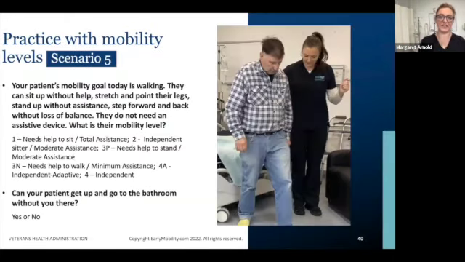Scenario 5, your patient's mobility goal today is walking. They can sit up without help, stretch and point their legs, stand up without assistance, step forward and back without loss of balance. They do not need an assisted device. What's their mobility level? This one's easy. It's independent. Can they get up and go to the bathroom without you there? Yes, as long as they have no fall risk factors, right?